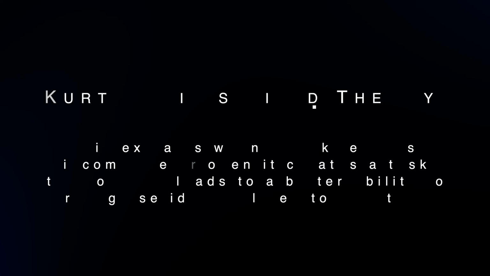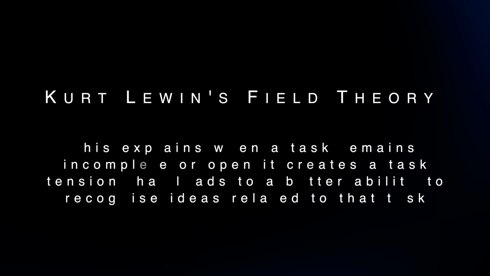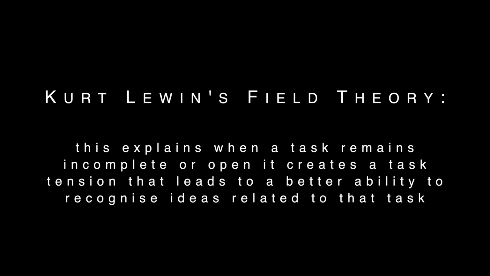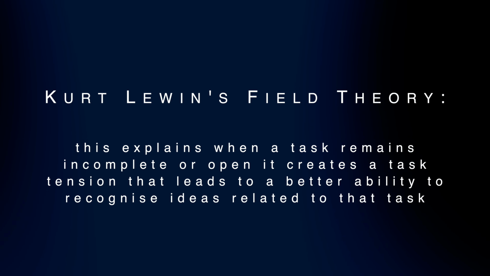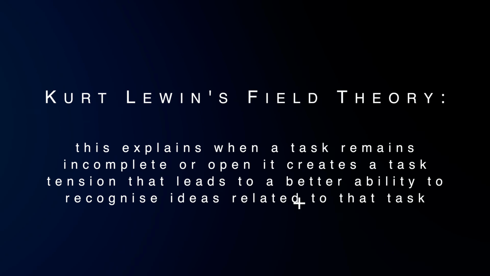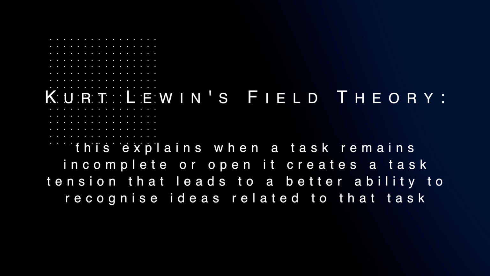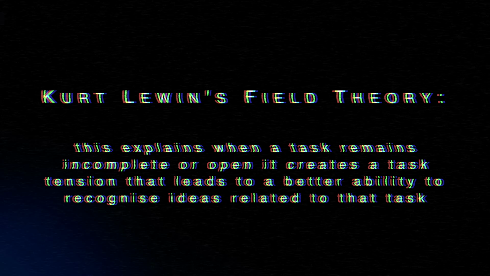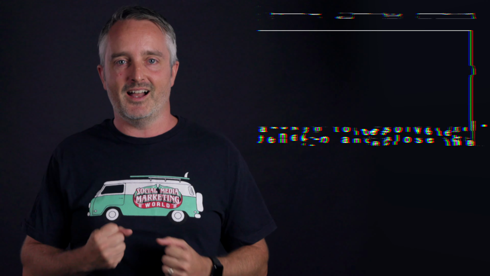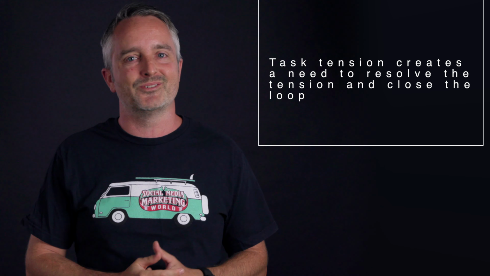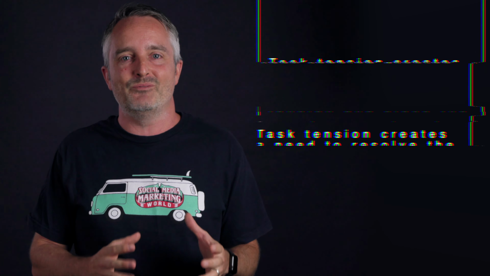his field theory, which explains that a task once started creates a sort of task tension in our brains, and that tension leads to better recognition of ideas relevant to the open task, which is only then resolved once the task is completed. This task tension also results in a need within us to resolve the tension and close the loop. The open loop effect has been in widespread use in filmmaking and storytelling forever.